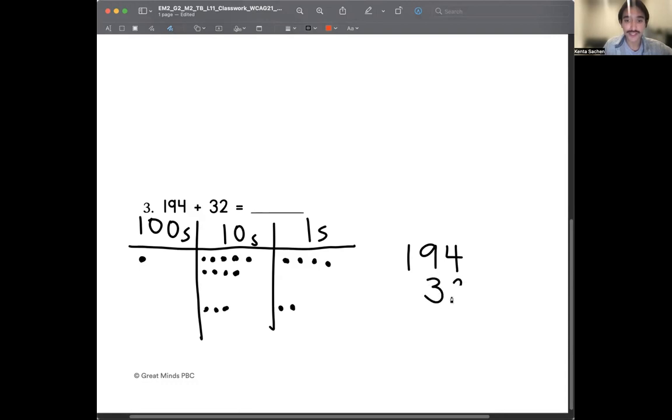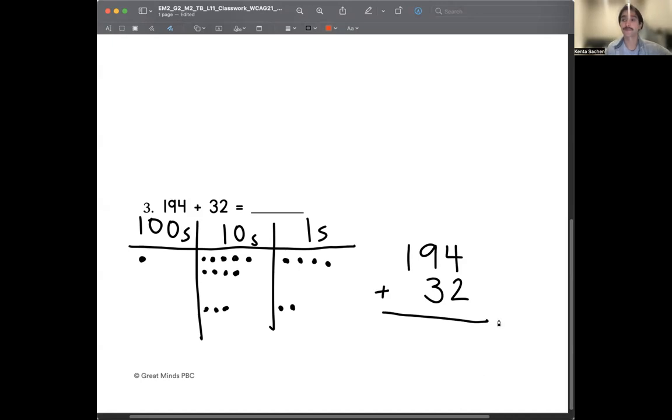Make sure that just like I lined up my 2 ones with my 4 ones, I'm doing the same here. Just like I lined up my 3 tens with my 9 tens, I'm doing the same here, right? There should be no number right here, just like there was no 100s in 32.